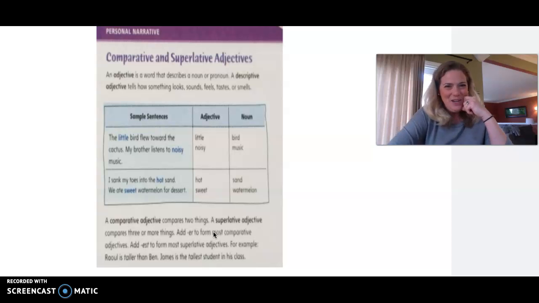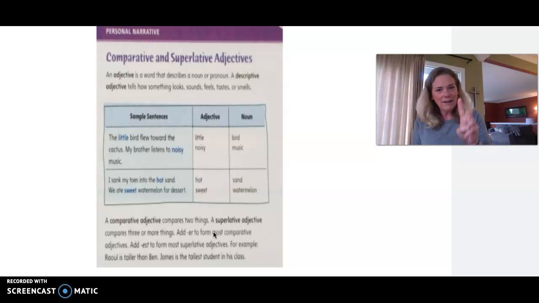So here's a trick. If you can't remember, maybe you're not sure if it sounds right when you say it. A lot of times I know that you'll say it and you'll know right away which one is supposed to be the one. But if you're just comparing two, use er, and it's e and r, two letters. If you're comparing three or more, then you would say est. There's three letters. Okay, so maybe that'll give you a little trick to remember.